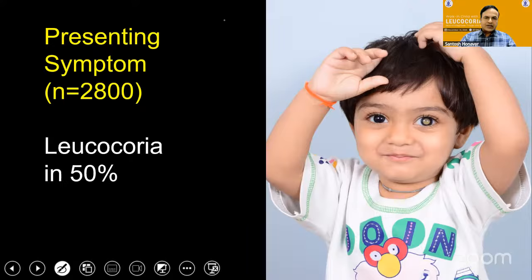Even an eccentric group T retinoblastoma, even if it's not in the posterior pole, will have a glimpse of leucocoria in some angle, whereas group E retinoblastoma, which fills more than 50% of the eye, will definitely have leucocoria.